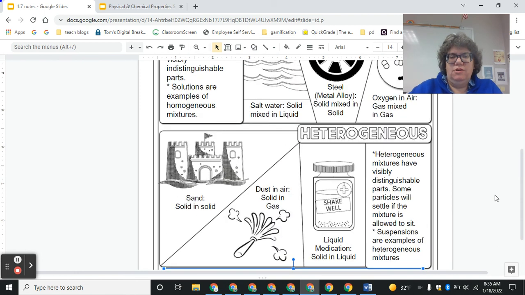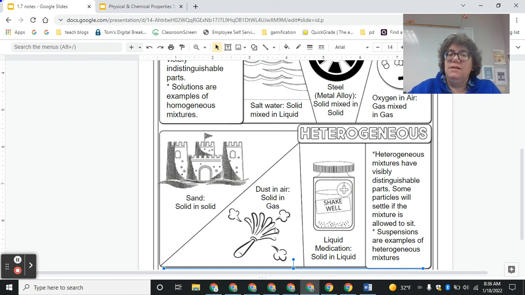Heterogeneous mixtures now look like different things. So you can see the different components. Sometimes, like it says here, the particles will settle if it's allowed to sit. Suspensions are an example. So a suspension, you might get a medicine that has a solid in a liquid. You have to shake it before you use it. That's a suspension. Again, that solid will settle.